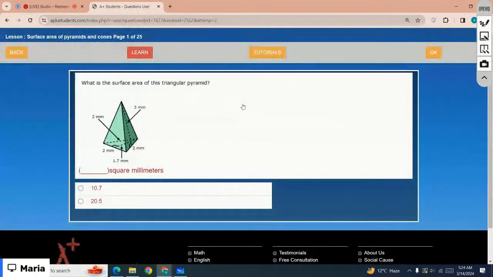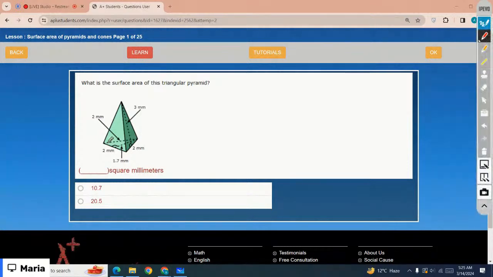Surface area of the triangular pyramid, right? So it is a triangular pyramid. Its base is also a triangle. It has three triangular faces, and the base is also a triangle. So you have to calculate the area of all the triangular faces. Let's start with this one, which has the measurements. Height is 3, base is 2, right? So that is half times base times height. That is 3 times 2 is 6, 6 over 2 is 3.